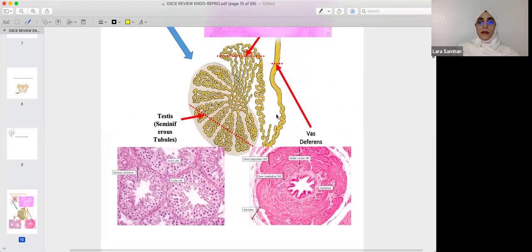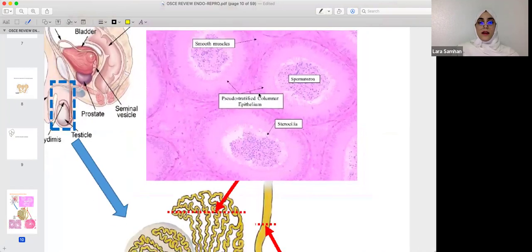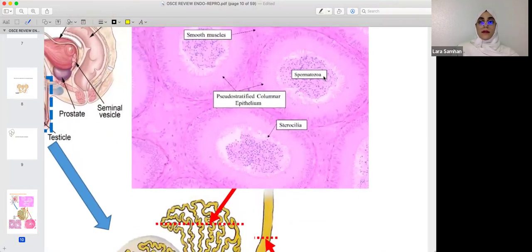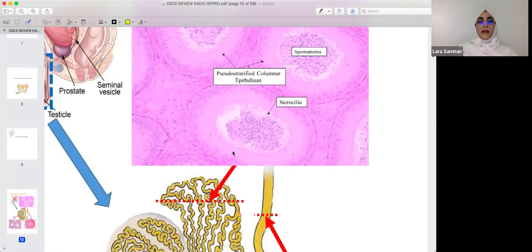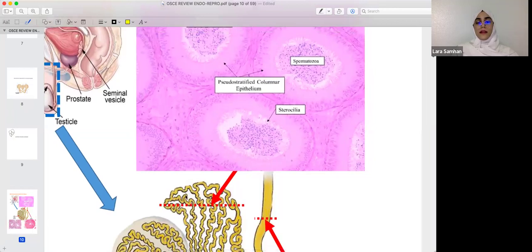Now moving on to another cross-section, as we can see in here, all the way from this cross-section, we can see the spermatozoa. As we know, the testis has Leydig cells and Sertoli cells, with the Leydig cells producing testosterone, and all of these work together to have sperm production, okay?